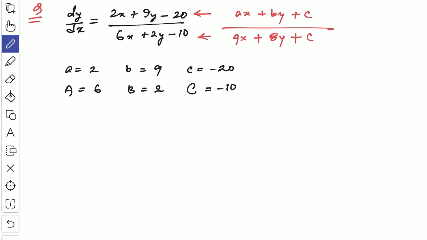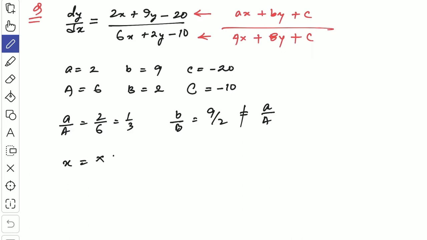Here you can see small a by capital A is 2 by 6, which is equal to 1 by 3, and small b by capital B is 9 by 2. It is obviously not equal to small a by capital A. So we are going to replace small x by capital X plus h, and small y by capital Y plus small k, where small h and small k are constants.